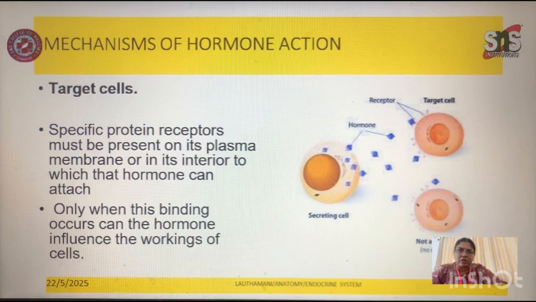The specific protein receptors must be present on the plasma membranes or in the interior, to which the hormones can attach. It has to cling on to something. Only when this binding occurs can the hormone influence the working of the cells. The target cells can mix and match with the hormones secreted by the glands, and the cell can take up a role in multiplication or in modification of its action. So the target cells are responsible for the action to happen.